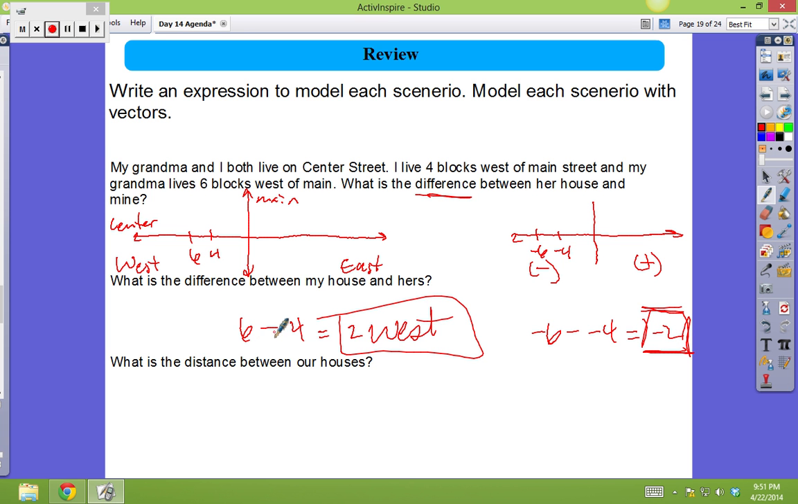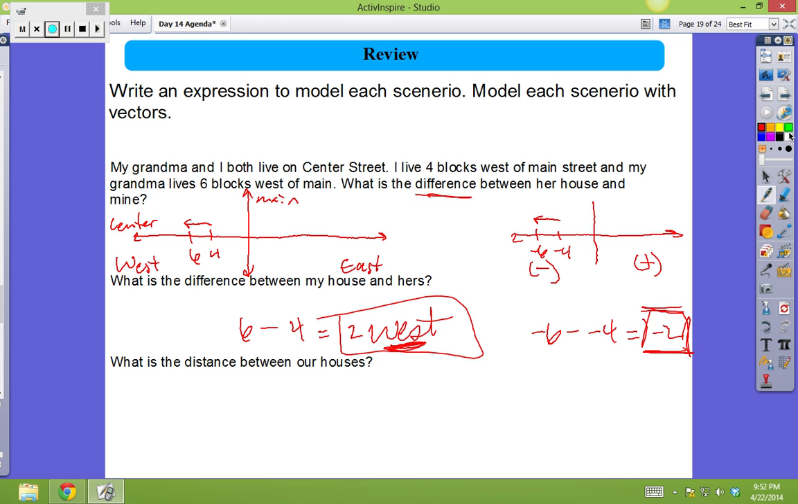So 6 subtract 4. If you think of it as the difference between 6 and 4, you got to start at 4 and work your way towards the 6, and that is 2, but it's in a westward direction. So 2 to the west. Or here, the difference between a -6 and a -4, I got to start at -4 and work my way to -6, and that is 2 in the negative direction. So these are kind of big deals, this idea of direction, either west or negative.